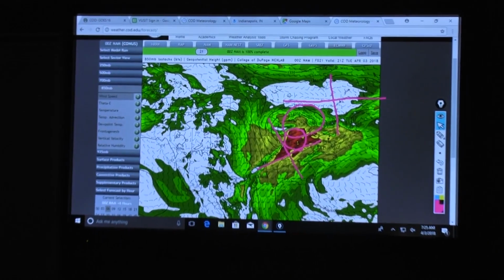There's a good amount of CAPE, so there's a good amount of potential energy to get these storms going. And there's going to be warmer temperatures, a lot of moisture down there, and as of recently, there's a lot more shear. So once those storms get turning, that's when it gets really interesting, and that's what we've been looking for.